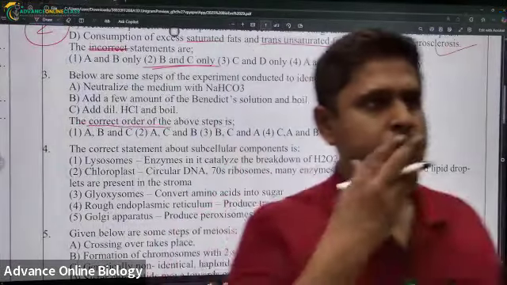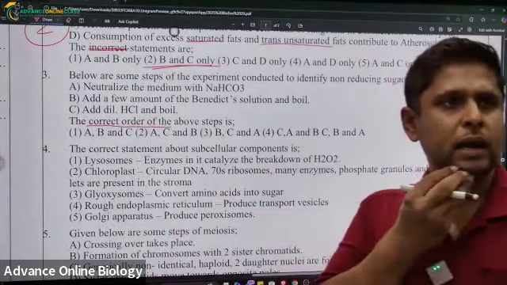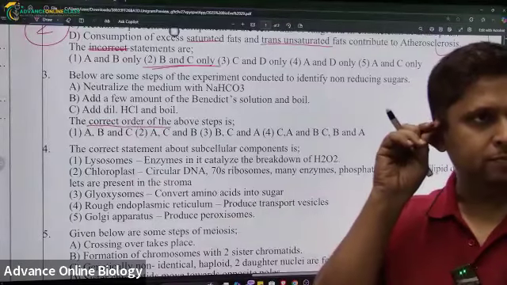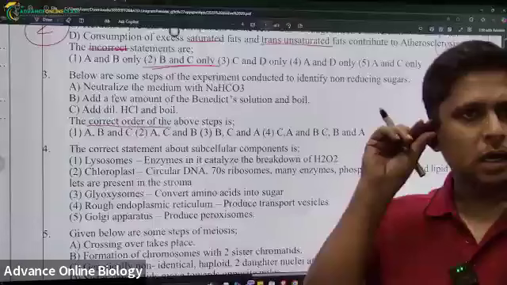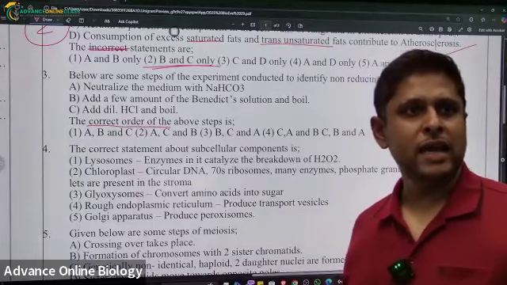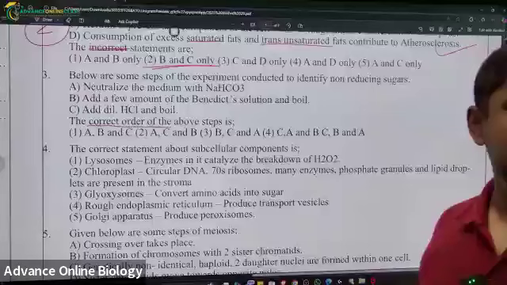So what is the order, people? Add dilute HCl and then boil, add few drops of Benedict solution. Right. So what is the order here? CAB. Either CAB. The fourth one there: dilute HCl and then boil.